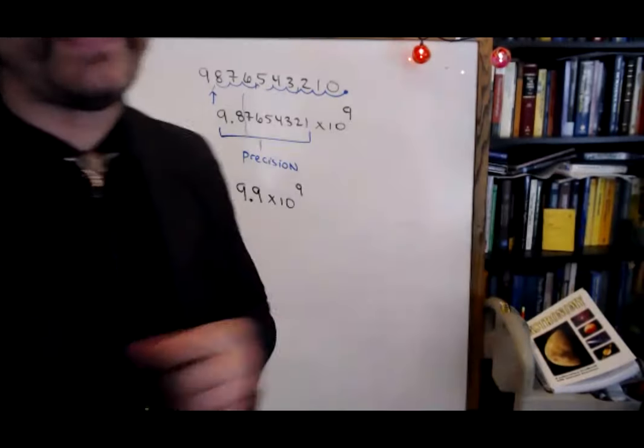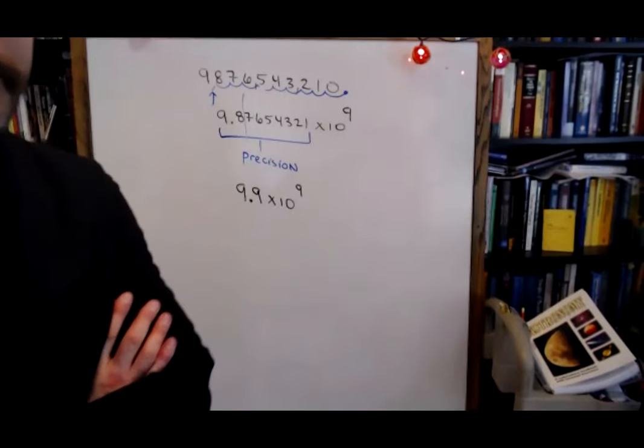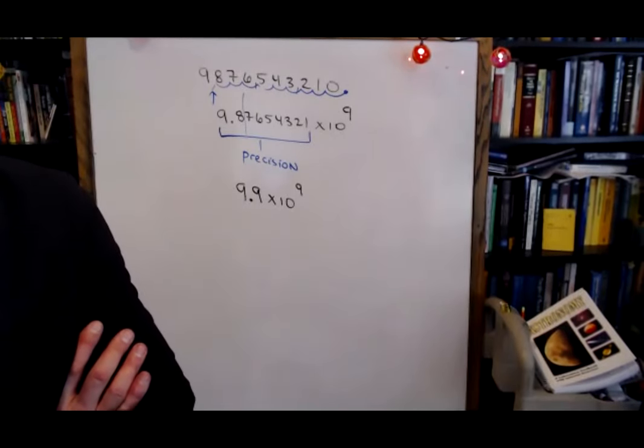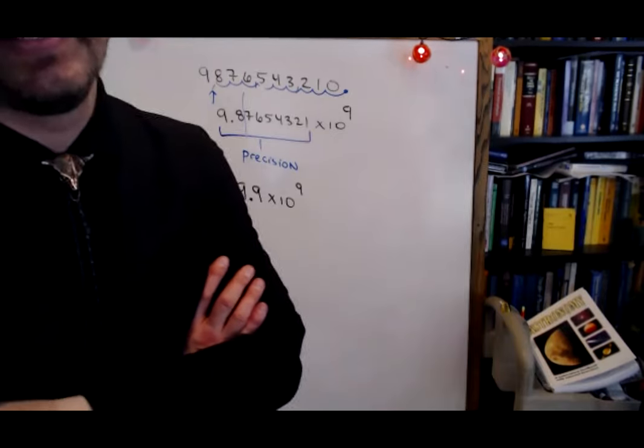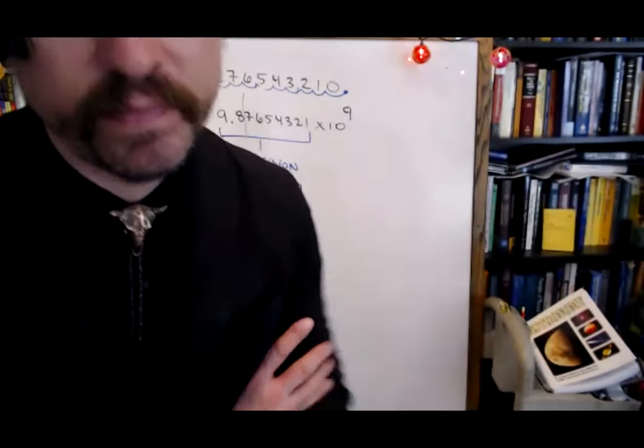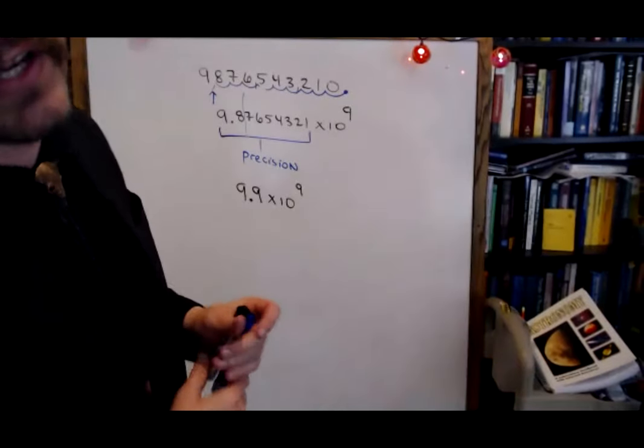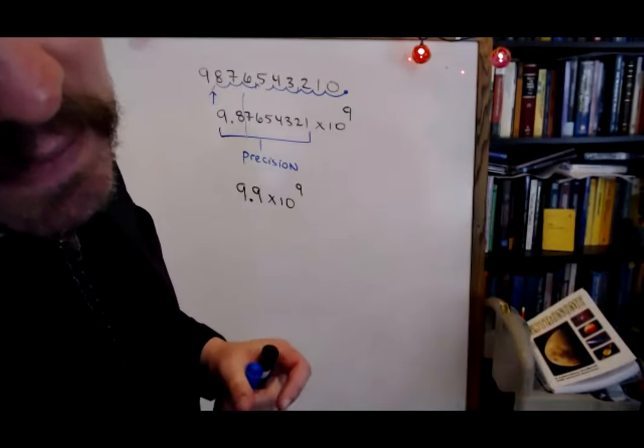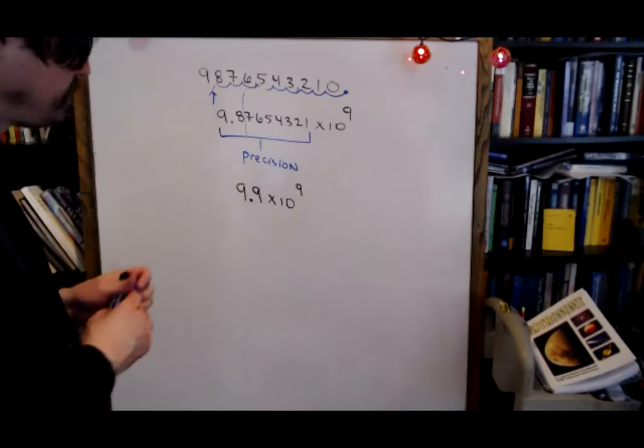Joel, how would you say that number? 9.9 times 10 to the 9th. Sure, or you could say 9.9 billion, which is fine. Or you could say 9,900,000,000, but I like 9.9 billion the best.